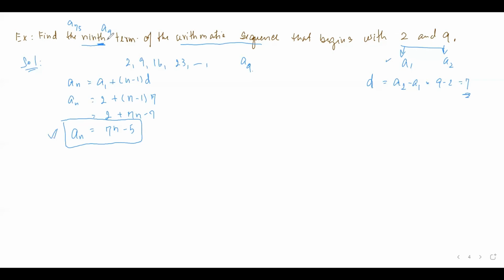Then because the question says they want the 9th term, you replace: A9 equal to 7 times 9 minus 5. Then you simplify it. 7 times 9 is 63, and minus 5 we left 58. So A9 equal to 58. That's all. That's the answer for this question. So this is still beginning, not too hard, right?